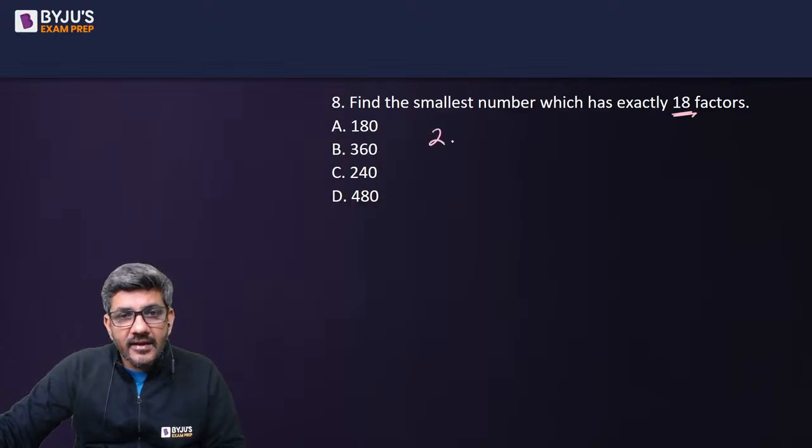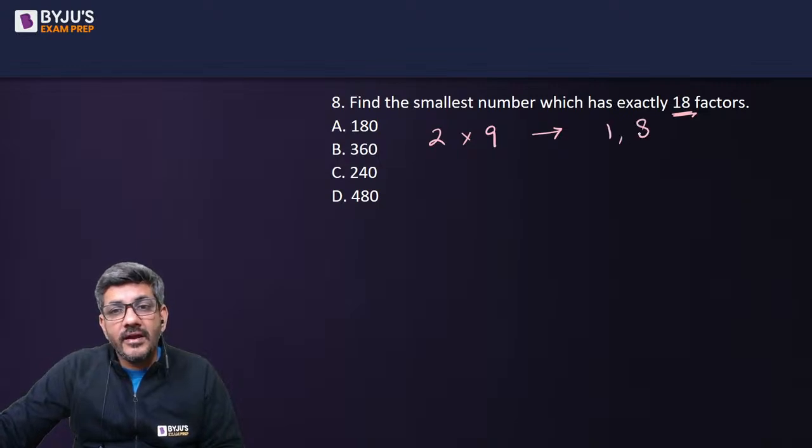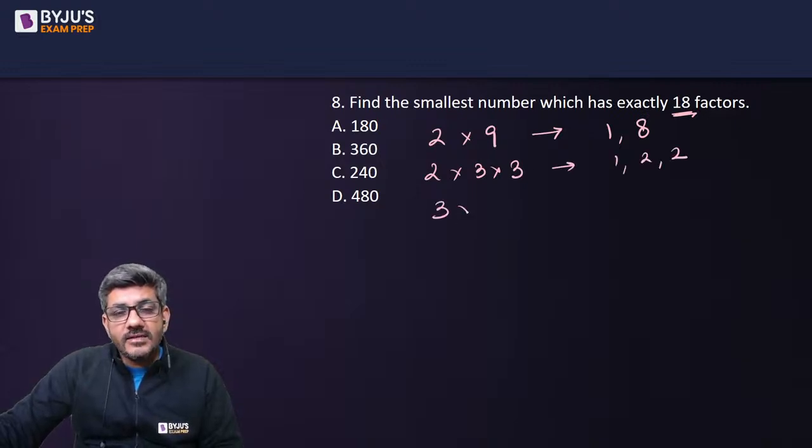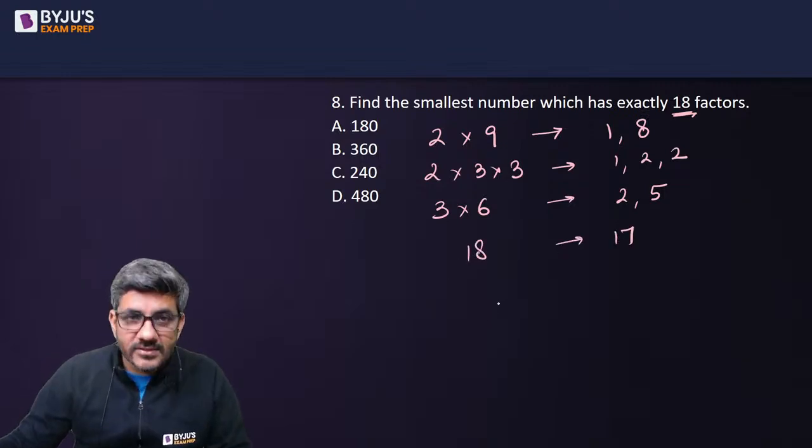Now how can I get 18? I can get 2 into 9 as 18. That means the powers must be 1 and 8. Or I can get 2 into 3 into 3 as 18. That means the powers must be 1, 2 and 2. Or I can say 3 into 6 is 18. That means the powers must be 2 and 5. Or it should be straight away the power as 17, such that 18 becomes 17 plus 1.